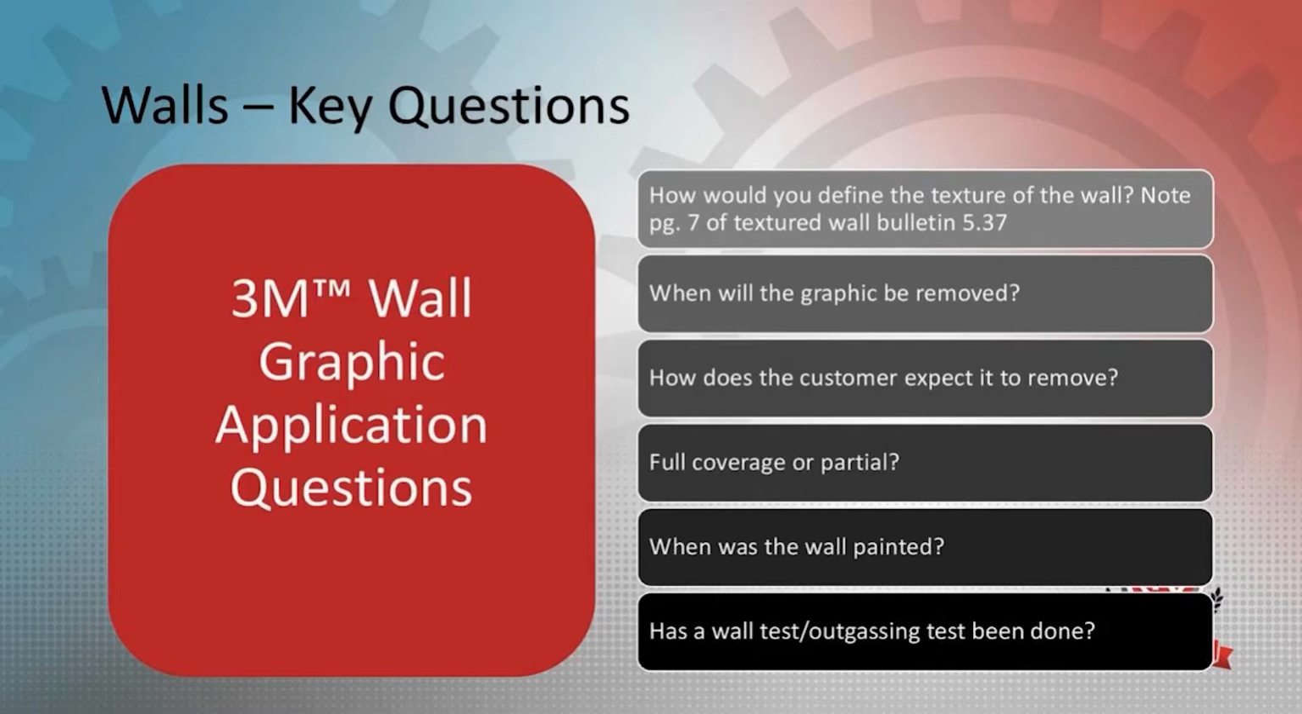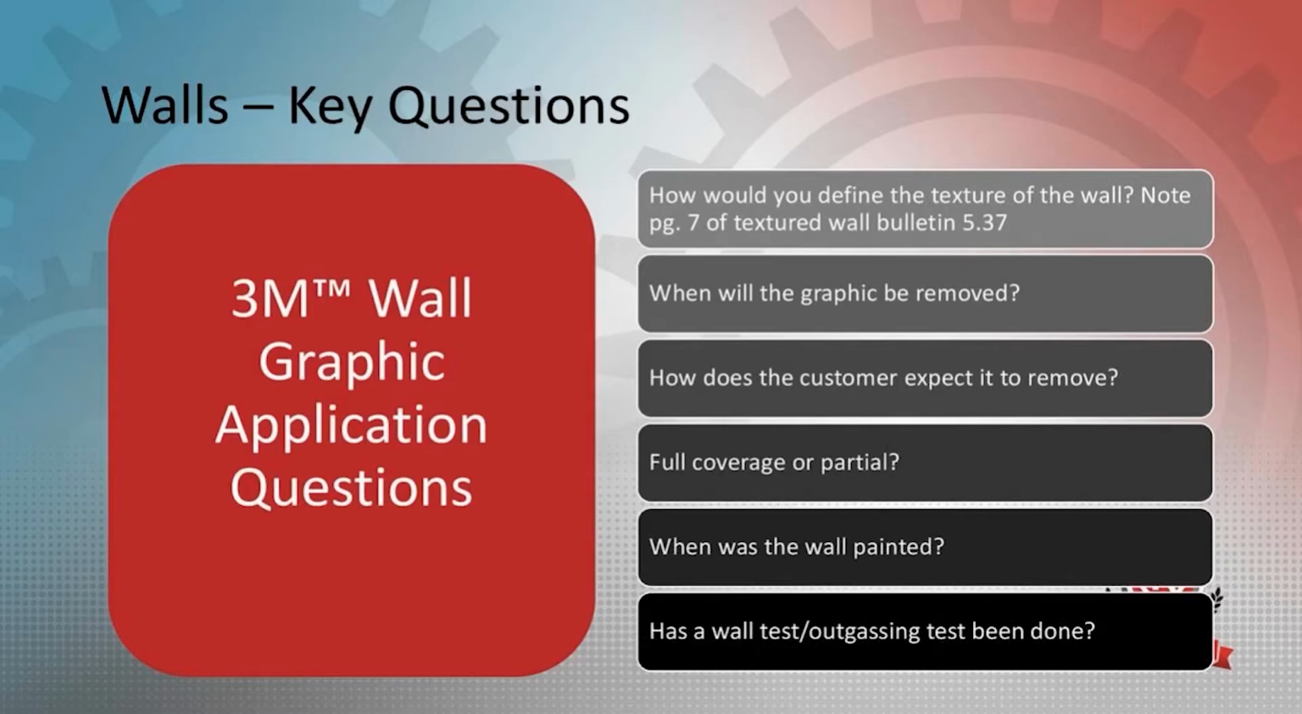But anyway, so full or partial coverage. And when was the wall painted? You want to make sure you follow the paint manufacturer's recommendations for proper curing of the paint. So make sure you've allowed enough time. You also want to make sure you know what type of paint they used. We're seeing a lot more low VOC paints and no VOC paints, which really cause a lot of difficulty with getting vinyl to adhere to them.